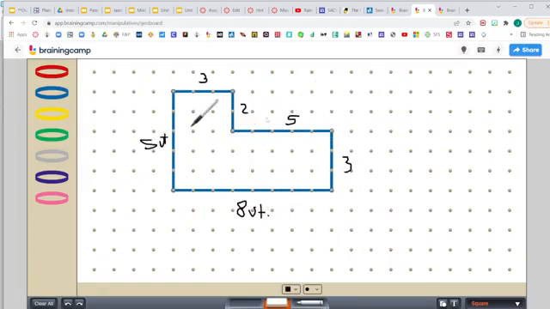So you can already see I've got 5 and 5 here. I could make 10 really easily. I've also got 2 and 8, which also makes 10. Okay, so I'm at 20 now, and then I have 3 and 3, that's 6. So I've got 26 units, and that is the perimeter of the shape.